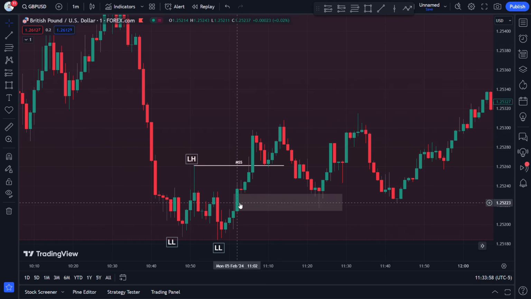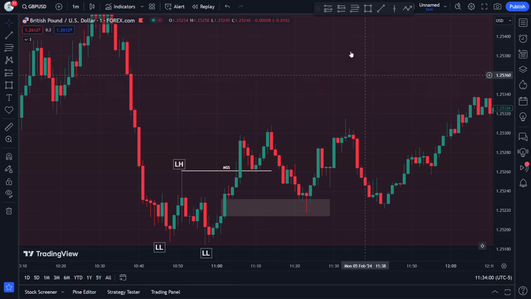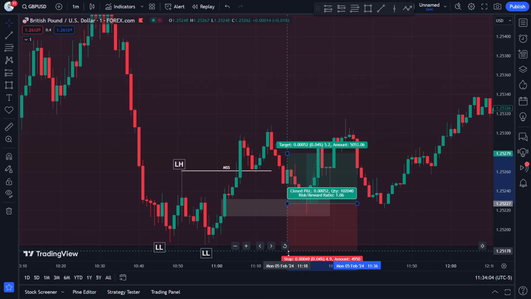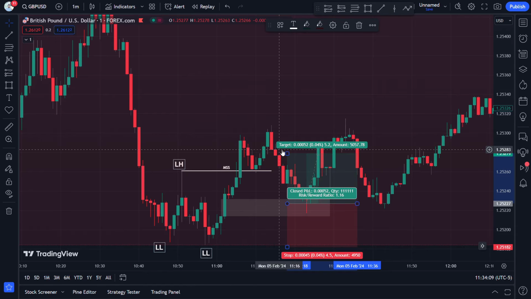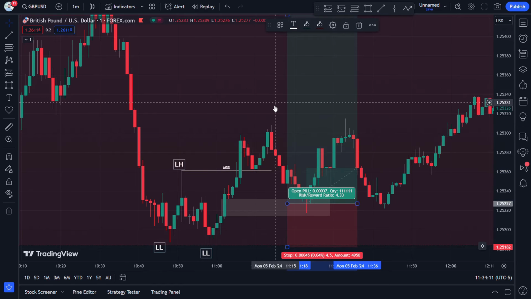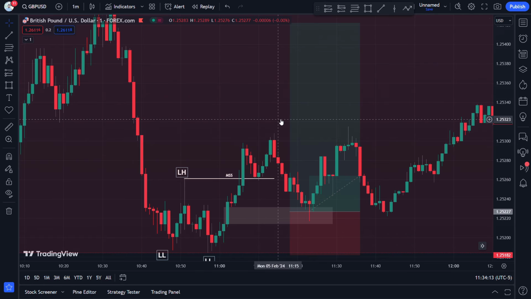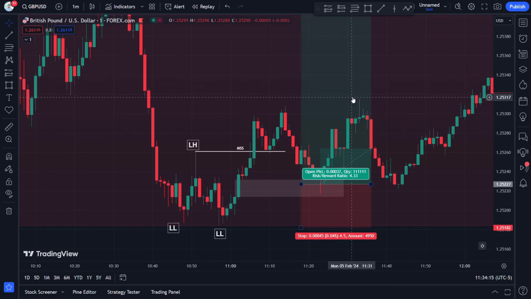So we can take a trade from this fair value gap like so, and our stop loss is going to be just below the swing low, and we're going to be targeting the residing liquidity on the other side. So this is the first example of entering into a trade.